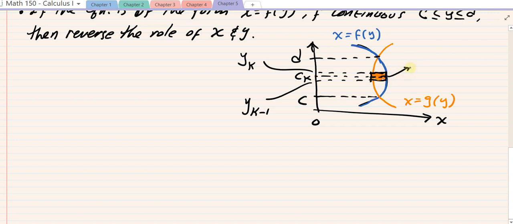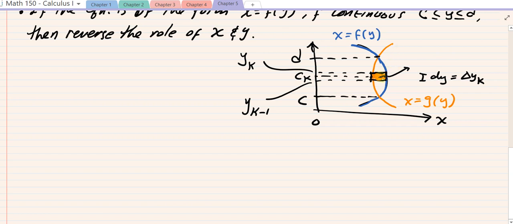Now I need to again do height times width, length times width. Well, the width is delta y now. That's going to be dy or delta y. They're the same in this case, although we're going to use dy. And that's going to be delta y sub k. They're almost equal for an infinitesimal rectangle, because these rectangles are very tiny, and I'm just making them bigger so you can see better.